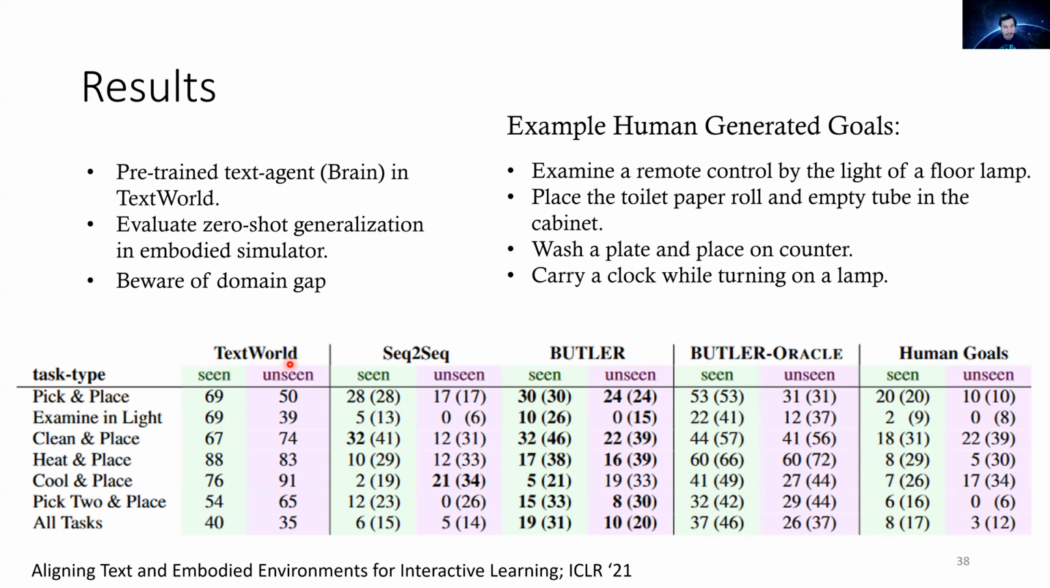So on these text world environments, the numbers in this table show the success percentages of different tasks for seen and unseen room configurations. As we can see, the text world agent is able to solve more than half of the instances in each case. And then what we're interested in doing is seeing whether these priors that the text agent has learned inside of the text-only environment can then generalize into the embodied environment.